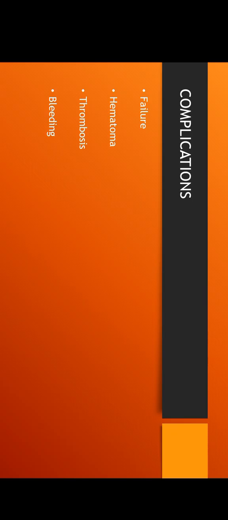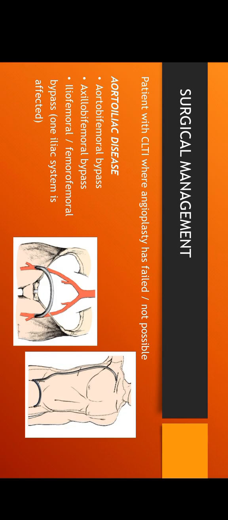Complications: around 5% of percutaneous transluminal angioplasty is associated with complications like failure, hematoma, thrombosis and bleeding. Surgical management: patients with chronic limb-threatening ischemia where angioplasty has failed or is not possible, as in multi-level disease, are indicated for bypass grafts. Aortoiliac disease.